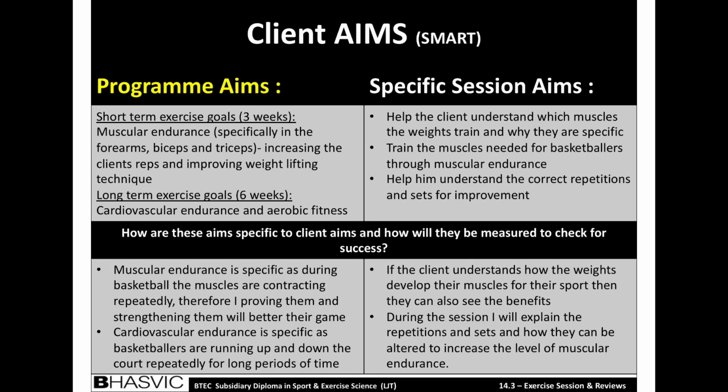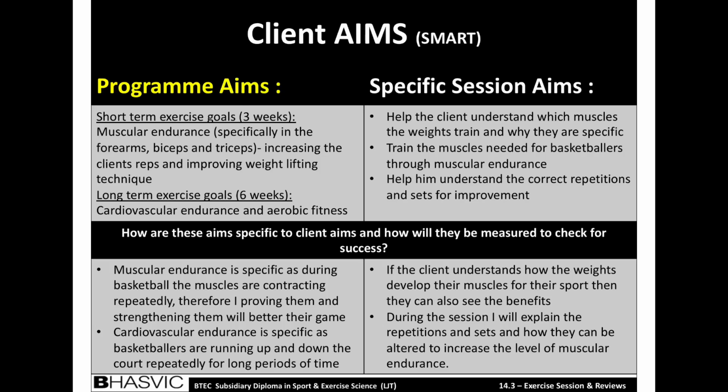Here I then reviewed my program aims. The short-term exercise goal was muscular endurance. This is specific to basketballers as they continually contract their muscles throughout a game when shooting, dribbling, passing and dodging opponents. So improving this would mean that my client could play longer without fatiguing as quickly.